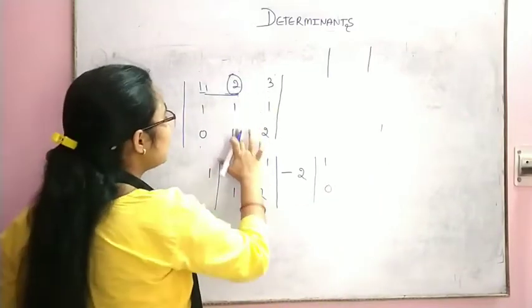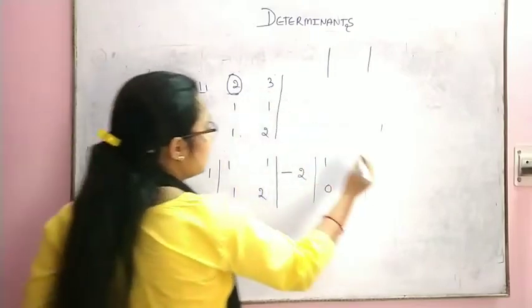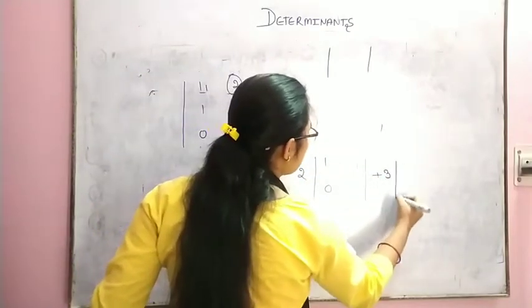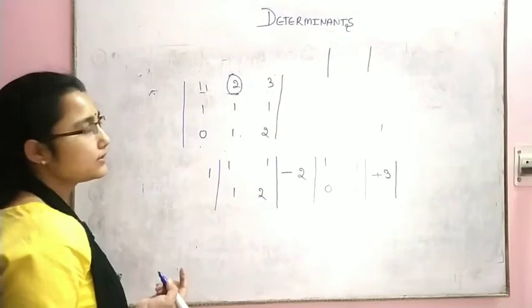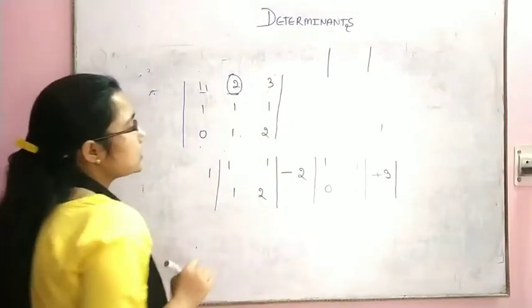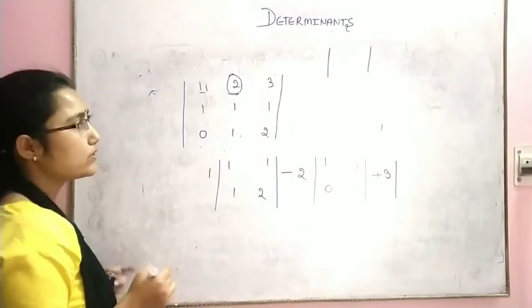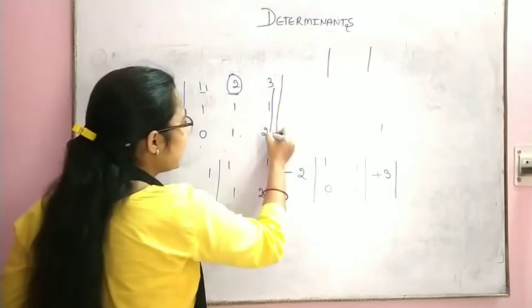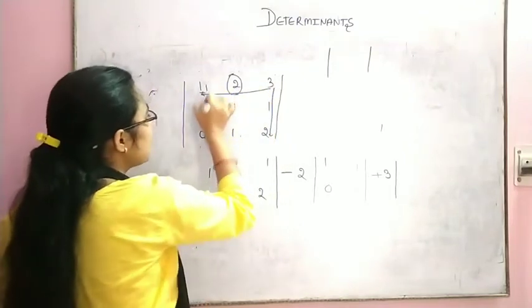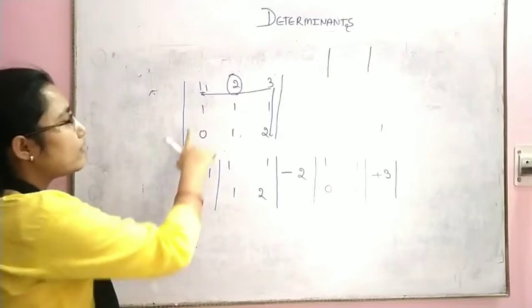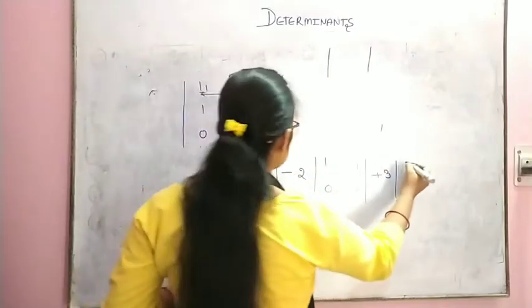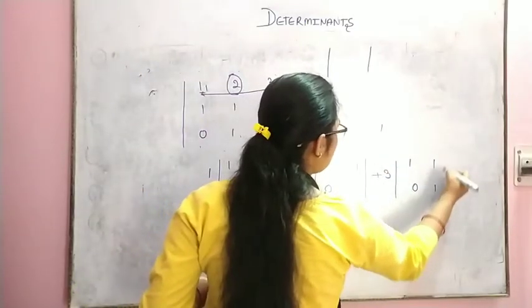And now note down the third element with a positive sign and neglect its respective row and column. This belongs to the third column and first row, so that's why we neglect the third column and first row. So the remaining 4 elements are 1, 1, 0, 1. So just note down these elements, 1, 1, 0, 1.